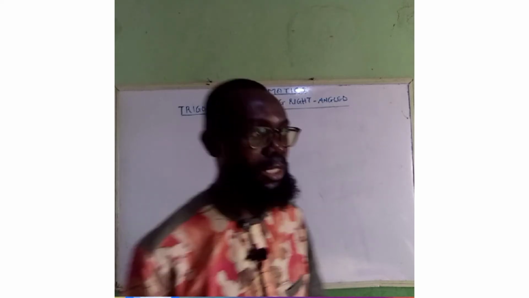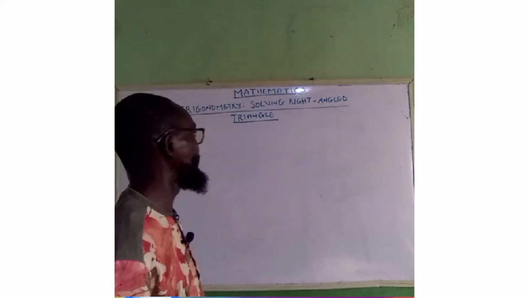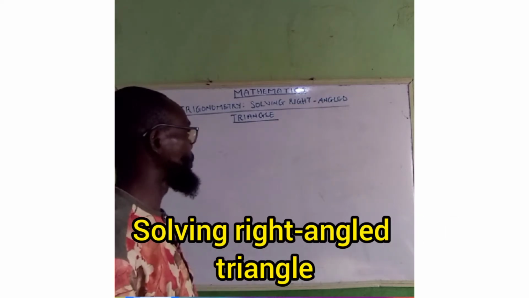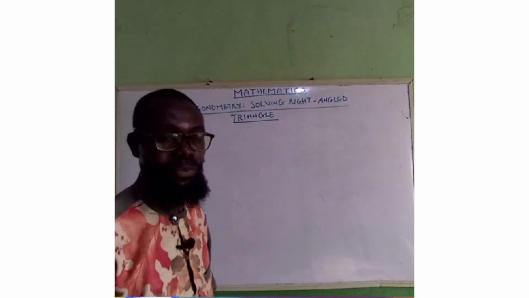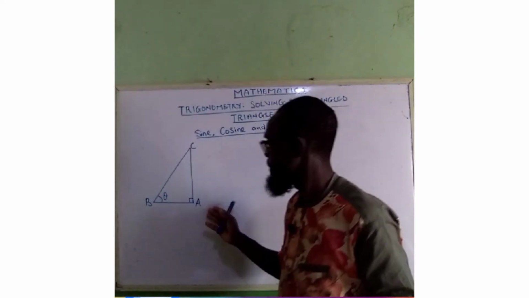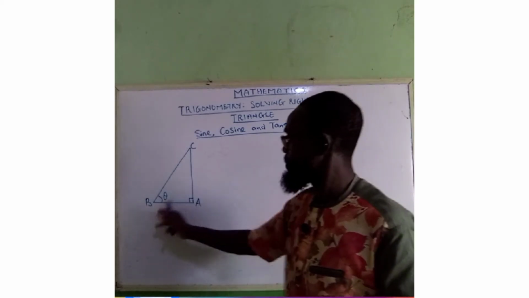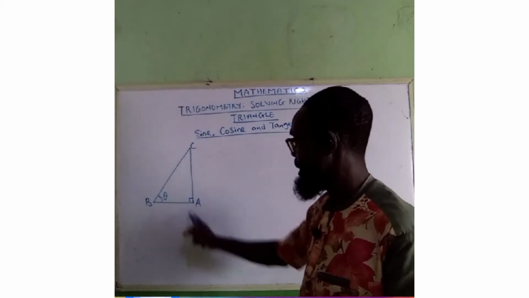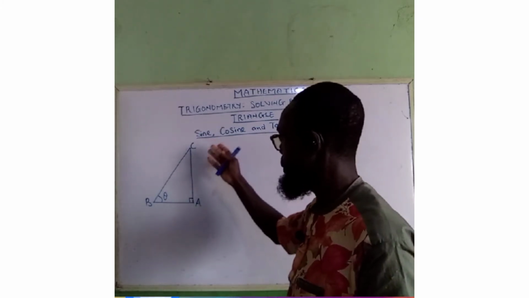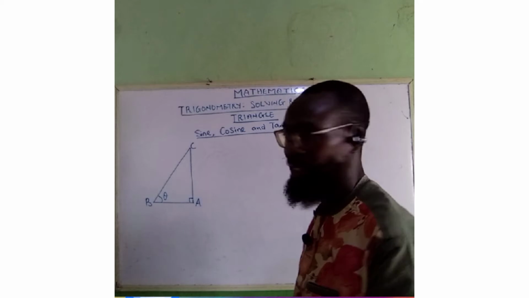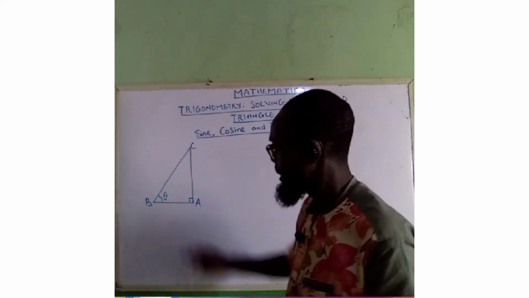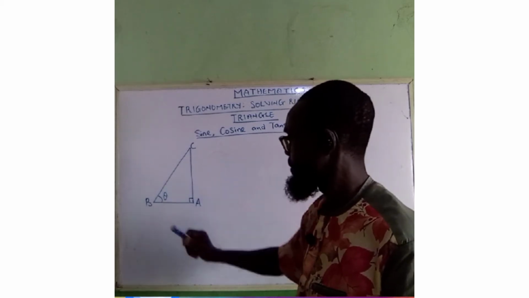Today, we are going to be talking about trigonometry, that is solving right-angled triangle. Now, given a right-angled triangle in this sense, triangle ABC having an angle 90 degrees, we want to prove the sine of this angle, the cosine, and the tangent of this given triangle. Now, the angle given here is theta.